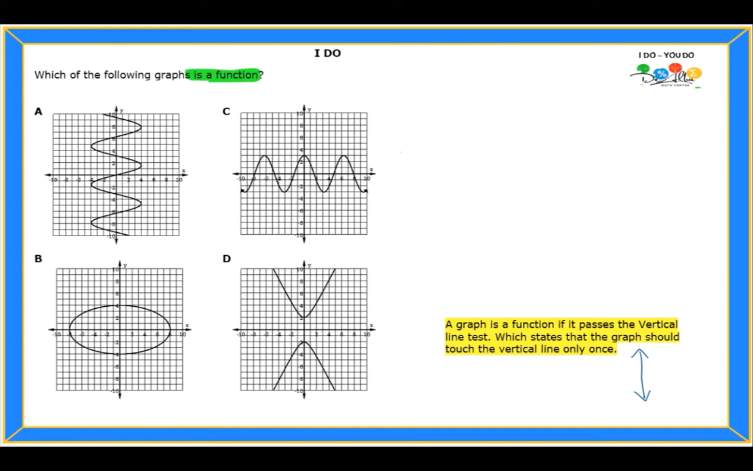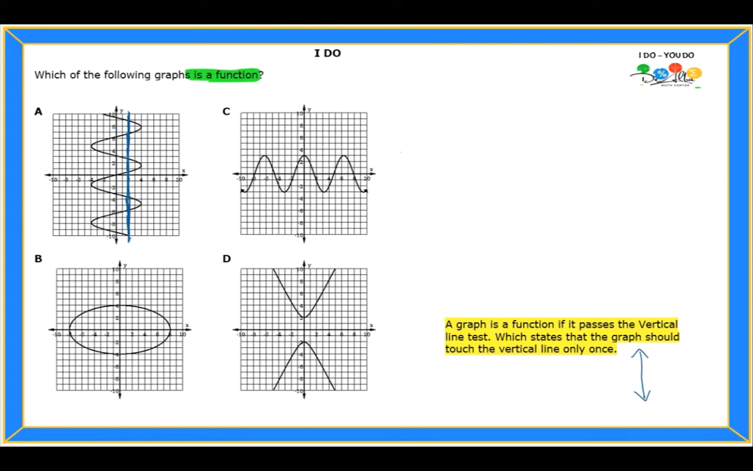So I'm going to look at A, and I'm going to draw my vertical line, okay? And I can choose any point. I can choose to draw the line to the right of the y-axis or to the left. It would not matter, as long as the line crosses all from the top to the bottom. So let's check on that one.